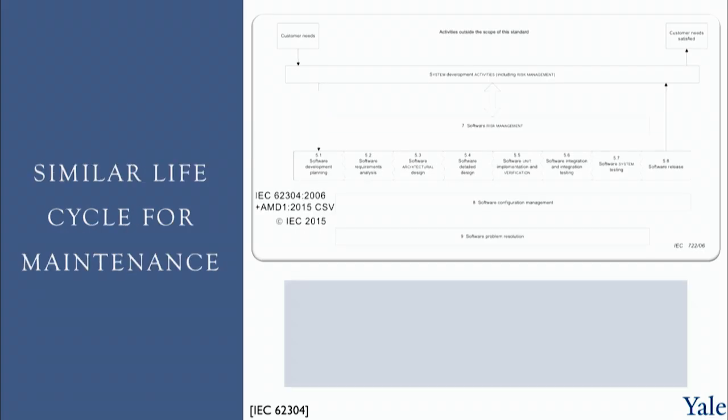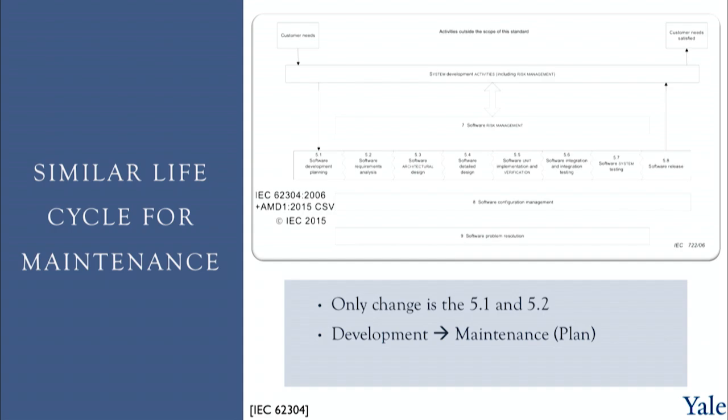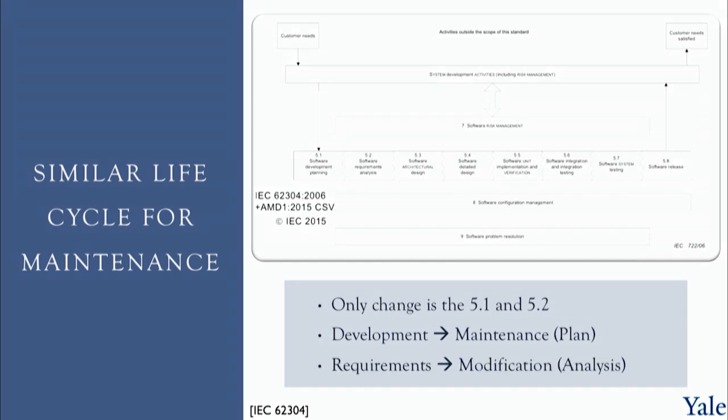If you look at the standard, there's a similar picture for maintenance. I'm not showing it. I'm still showing figure 1. The maintenance life cycle is very similar to the actual development cycle. The only difference is that the first 2 steps, the development planning and the requirements analysis, get replaced. So development becomes maintenance. So instead of having a development plan, we have a maintenance plan. And instead of having requirements, we do an analysis of what modifications will change. But essentially, maintenance is a very similar process to the actual creation of the software.